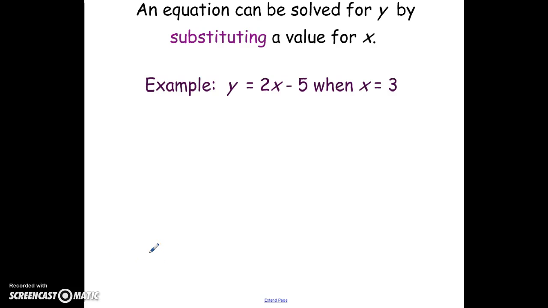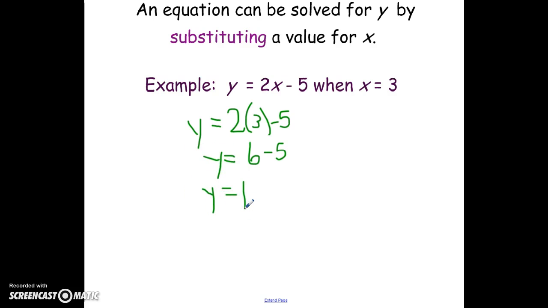An equation can be solved for y by substituting a value for x. So you've done this before. Our example, y equals 2x minus 5 when x equals 3. So we want to solve for y when x is 3. Y equals 2 times, we're substituting the 3 in for the x. Here we're multiplying. 2 times 3 is 6, minus 5 equals y. So y equals 1. You've done this before.